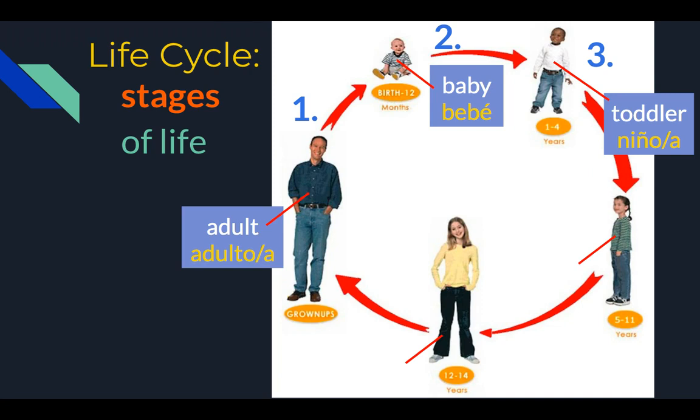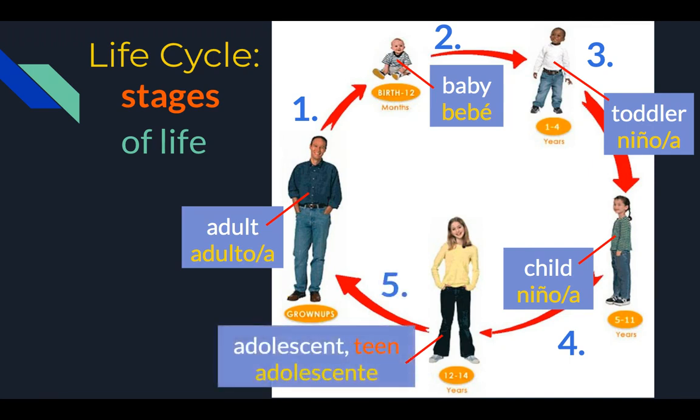Toddler doesn't really translate very well to Spanish, but you could just call it niño, niña. Then the toddler grows up into a child, grows up into a teen, or the fancy word is adolescent, means the same thing as teen, in español, adolescente. And a teen grows up to become an adult, and once you're an adult, you can make babies.